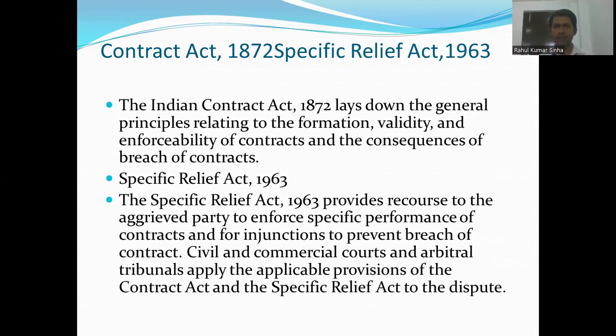It means if two parties are involved and either party breaches the contract, in this case the Specific Relief Act 1963 will help to get redressal in the case of breach. That is, the party has not followed the conditions of the contract.